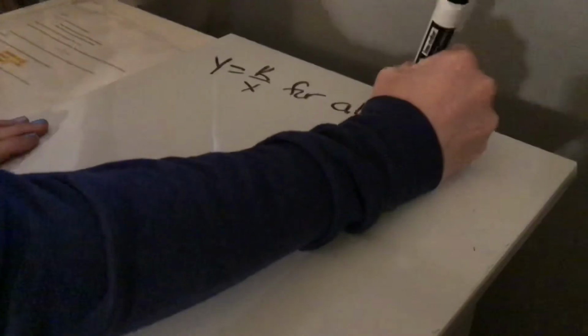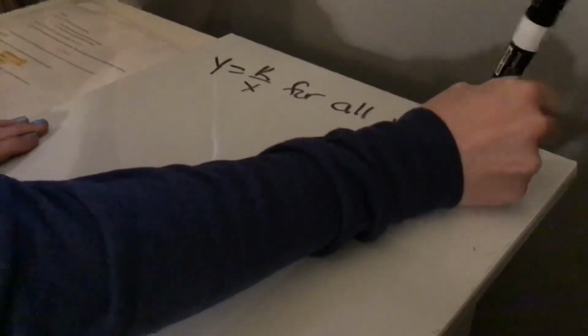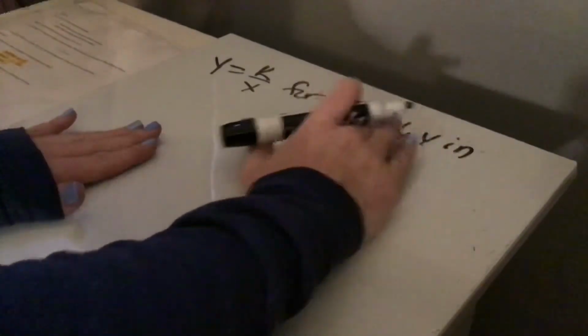So back to what I just said, we know that inverse variation tells us that y equals k over x for all x and y in the relationship.